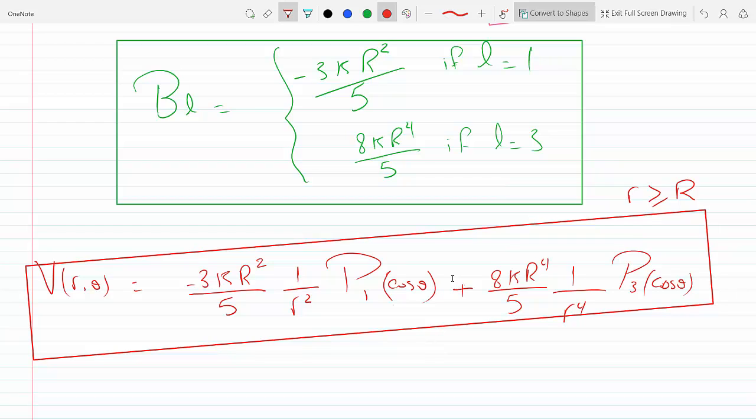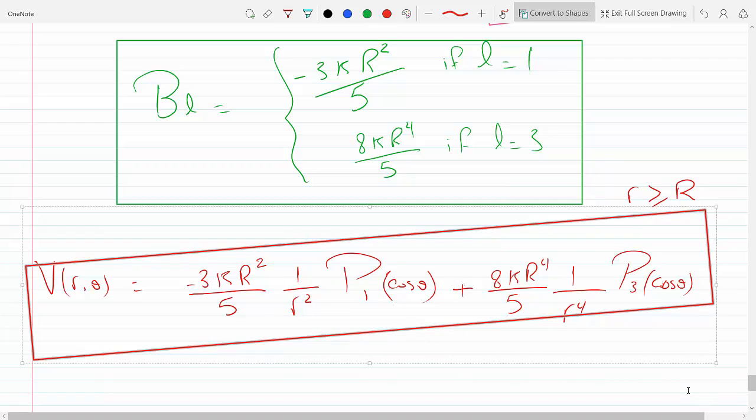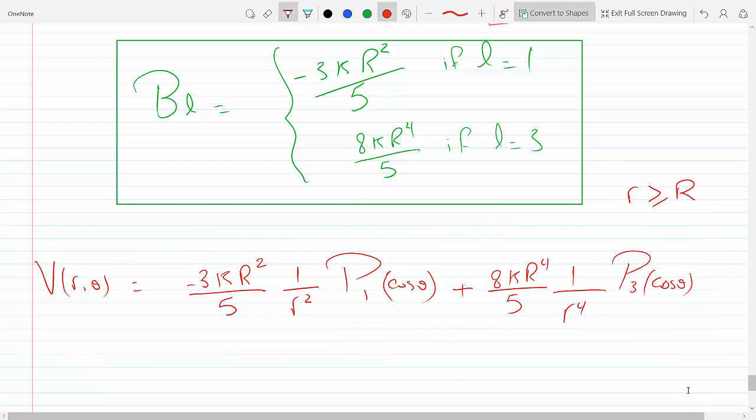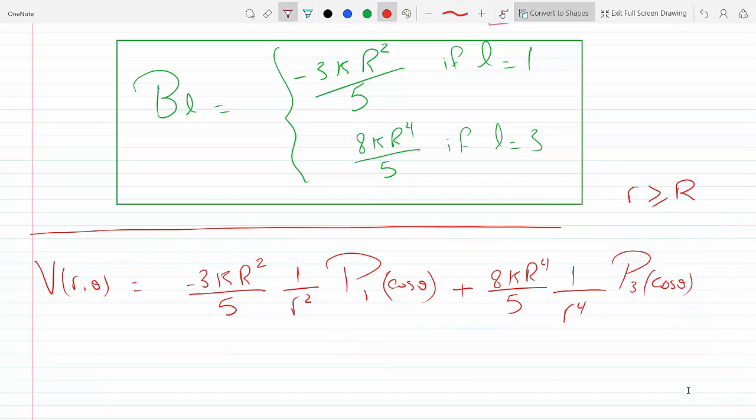Exploiting the continuity of the potential across the surface. Questions on this one, Ben?